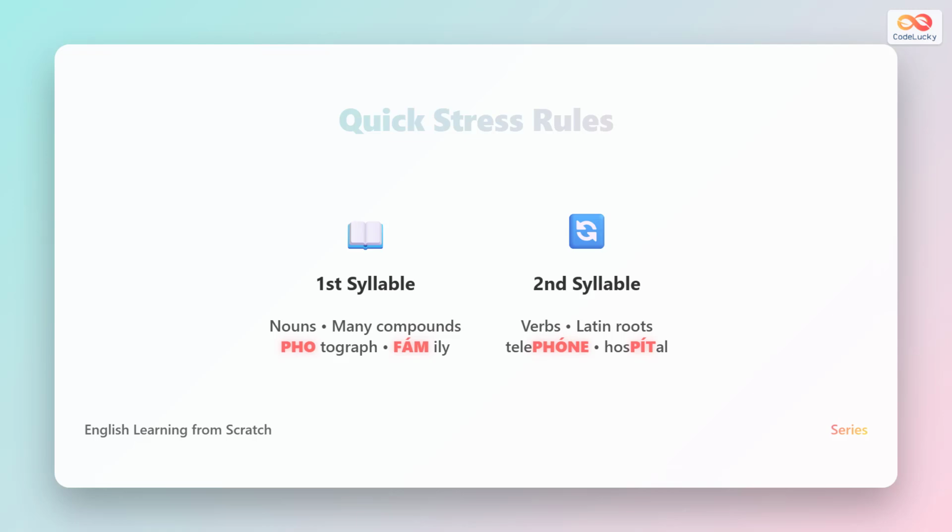Here is a quick summary of the rules. First syllable stress typically applies to nouns and many compound words. Examples include photograph and family. Second syllable stress is common in verbs and words with Latin roots. Examples include telephone and hospital. Remember, English has many exceptions, but these patterns cover the majority of three-syllable words. The best way to learn is to listen carefully to native speakers and practice pronouncing the words yourself.